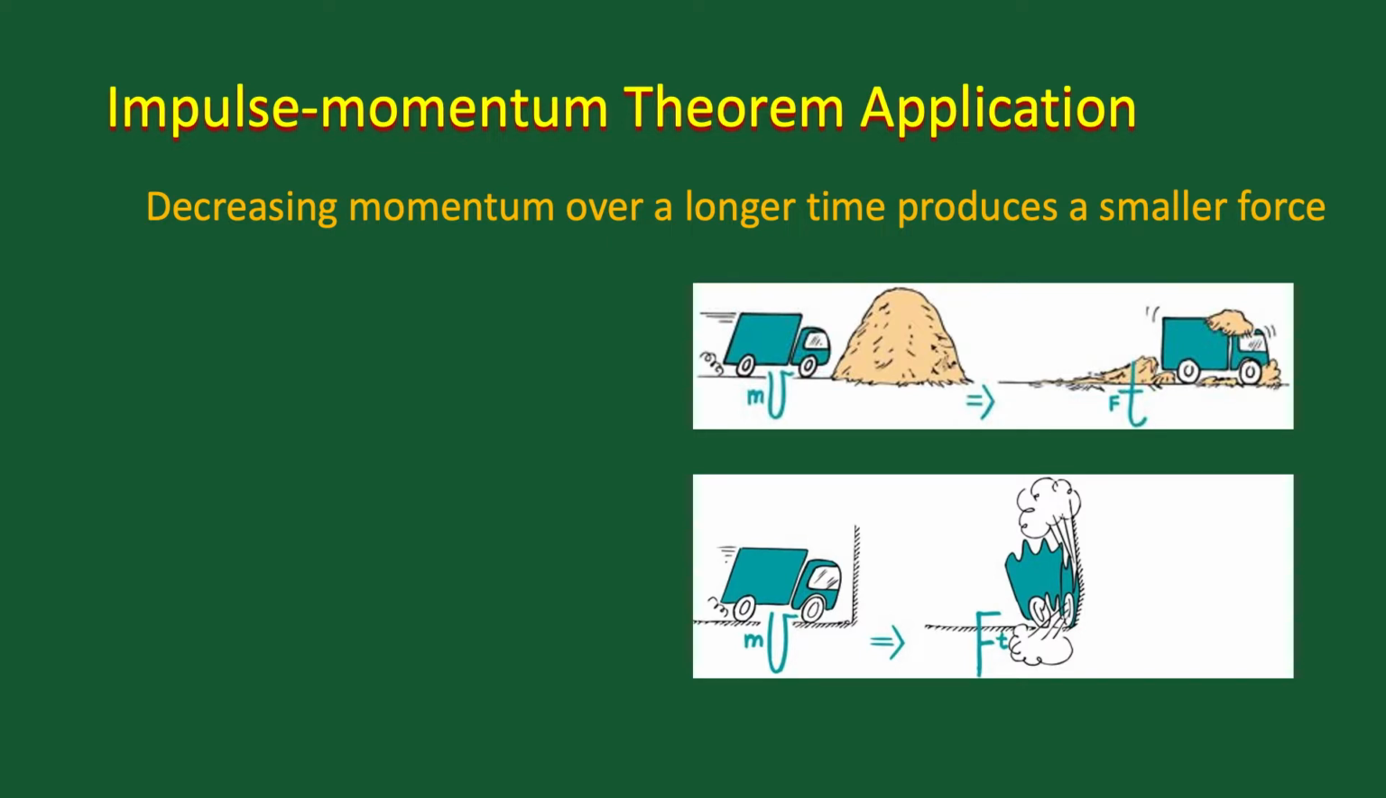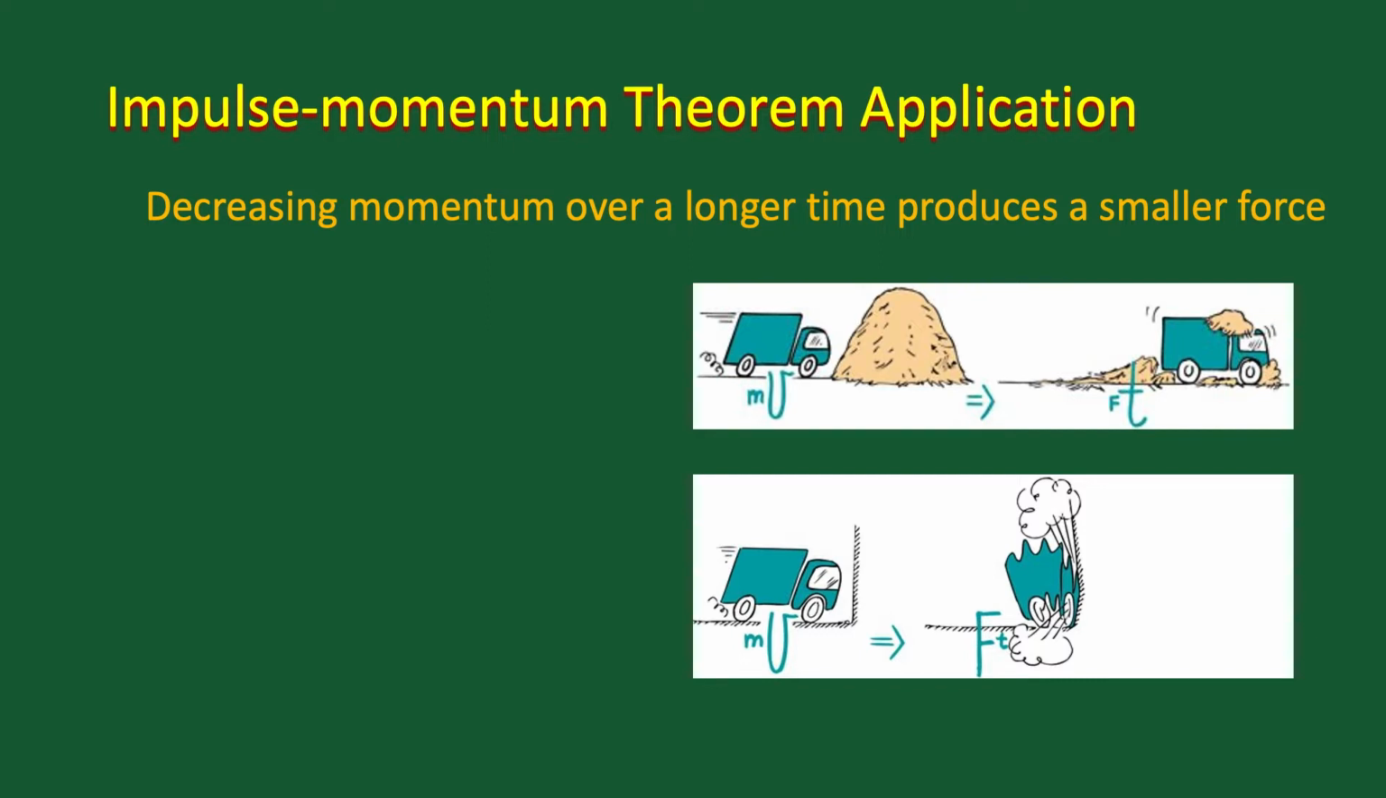Now let's look at another example. When you're driving your car on a freeway and your brakes fail, and you have two options, one is to run over a pile of haystack and the other is to hit a concrete wall, then you would choose to hit a pile of haystack.